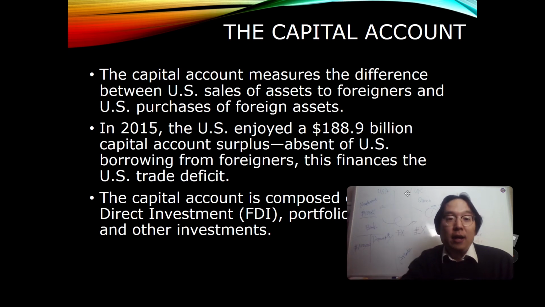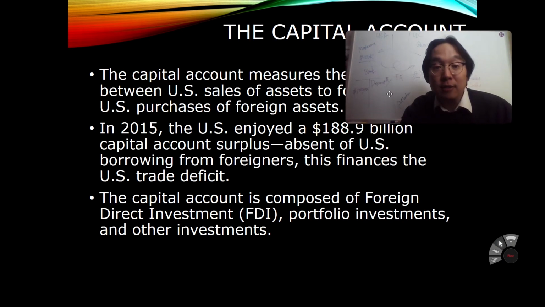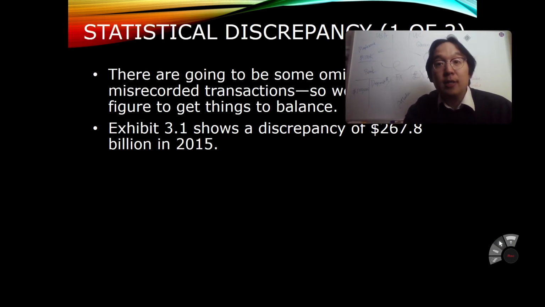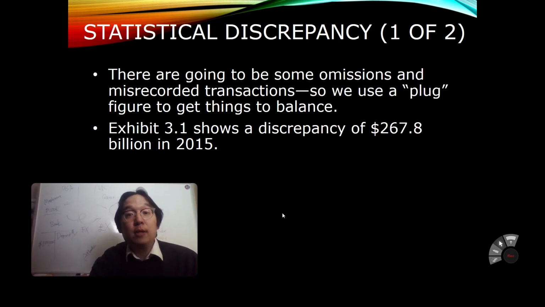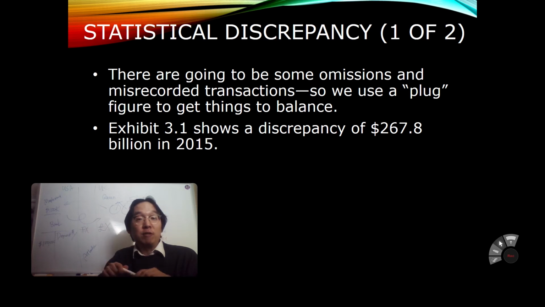And then capital account is composed of foreign direct investment, portfolio investment, and other investments. Then statistical discrepancy. There are going to be some omissions and misrecorded transactions. I said errors, kind of things, right? So we use a plug figure to get things to balance.